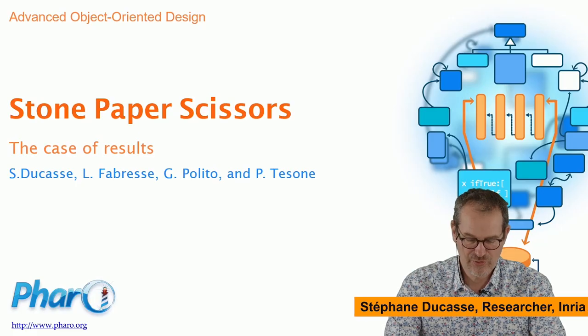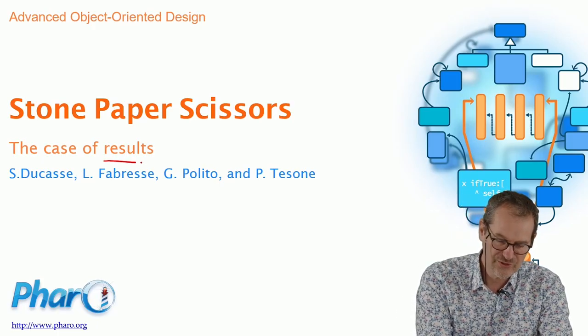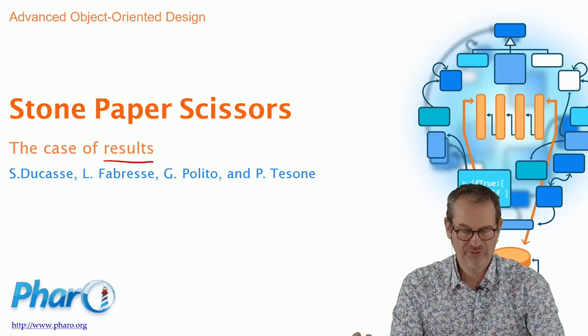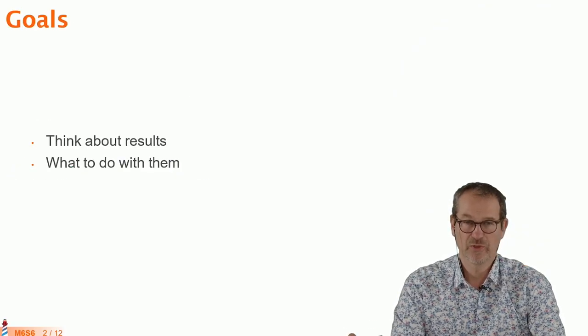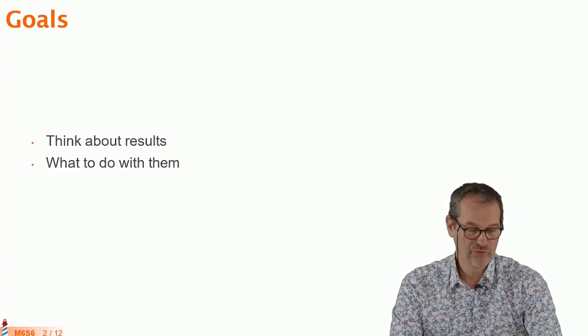Hello everybody. I just want to come back, in this lecture, to the previous lecture on stone, paper, scissors, and discuss a bit the case of the result. You will see this is a very small lecture, but it can help you in some situations. The idea is to think a bit about results. What is a result at the end of the day? And what do we do with them?